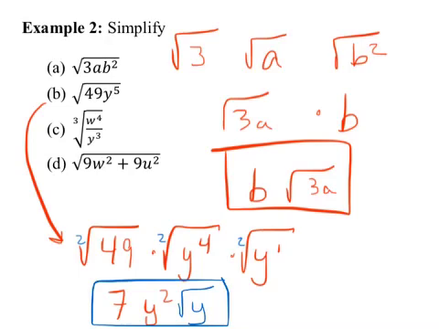And please notice, see this 2 here? This 2 is not an index. It's not sitting over this little piece. It's sitting up here as an exponent for this y. So this is 7y squared times the square root of y. Is that clear?